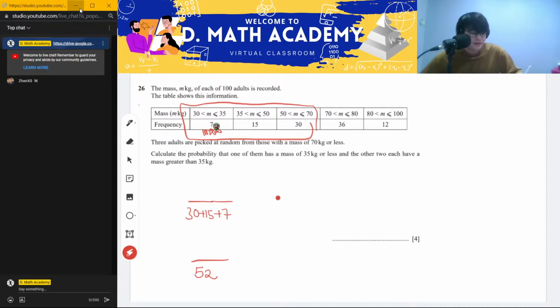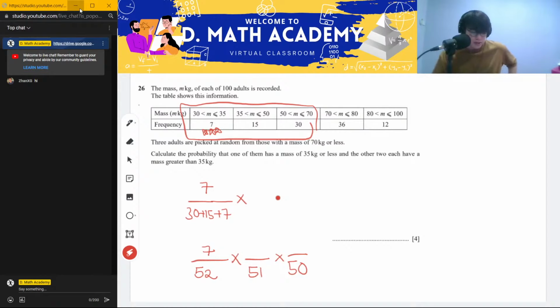So let's say my first draw is regarding this 35 or less. And then the other 2 will become 51 and 50. The reason why it applies here is because you are involving human beings. So every time you are doing probability questions surrounding humans, after the first draw, automatically it will decrease because one person has been taken out.